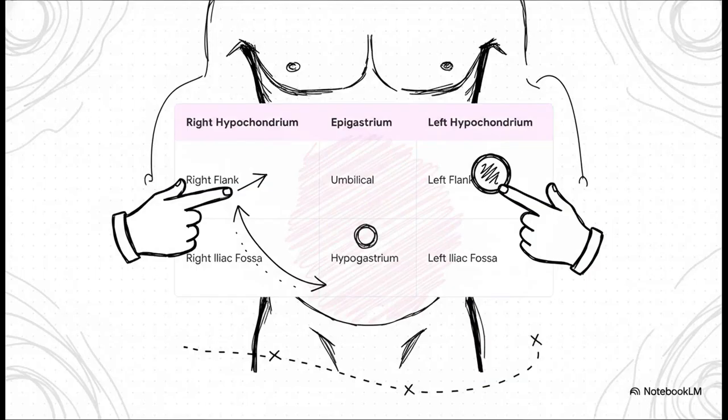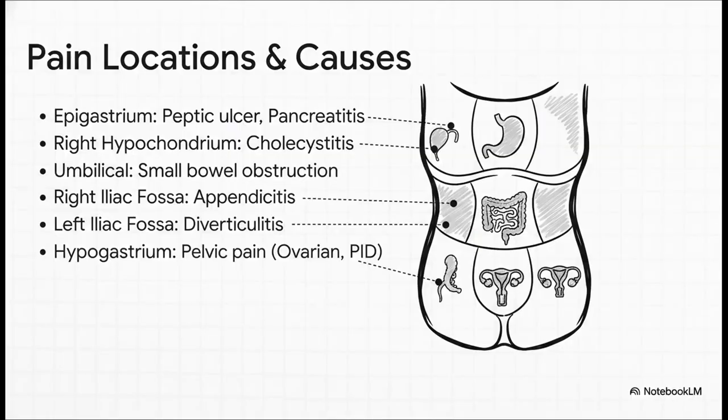And to talk about that location precisely, you need to know this map, the 9 abdominal regions. This is the language we speak in surgery. You've got to know this grid like the back of your hand, because you'll be using it every single day. And here is where that map becomes so powerful.